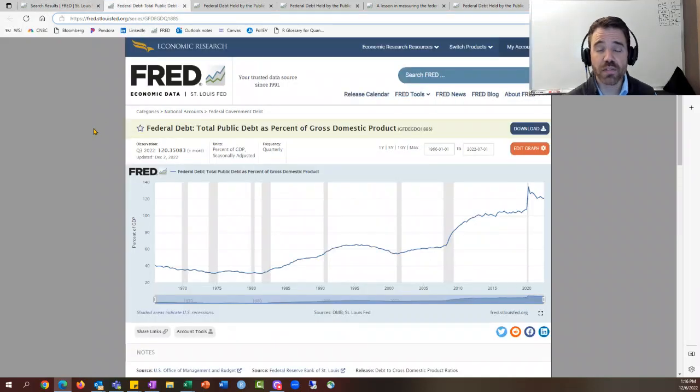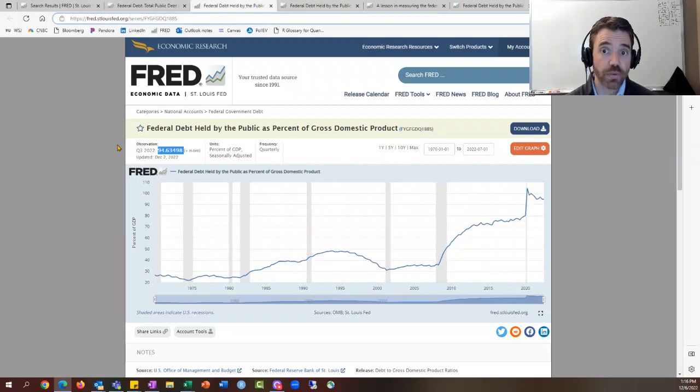I called up one of the series. It's called Federal Debt. Total public debt as a percent of gross domestic product. There's a mnemonic here, so you could always reference it and look it up. Vertical axis is the percent of GDP, shaded regions are recessions, and the most recent data point over here is about 120%.